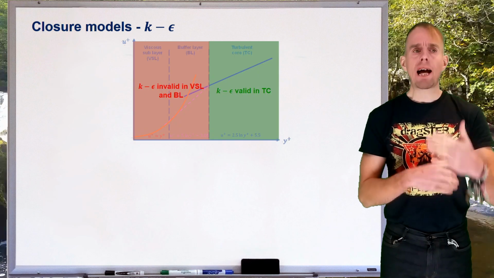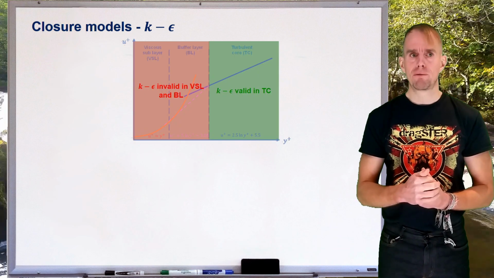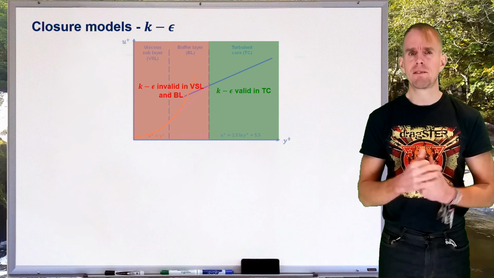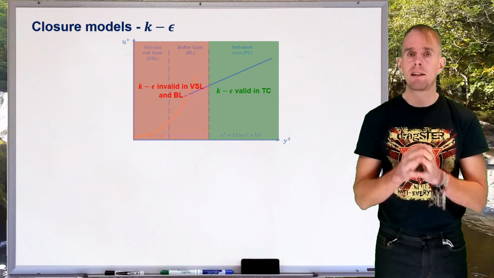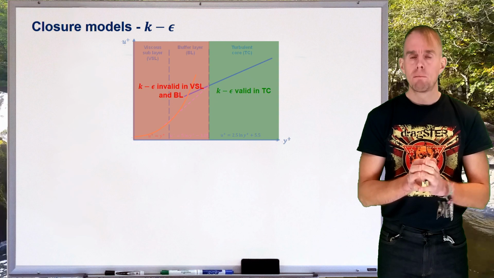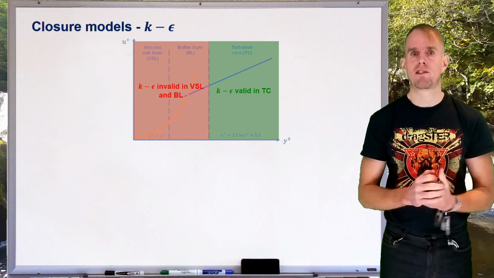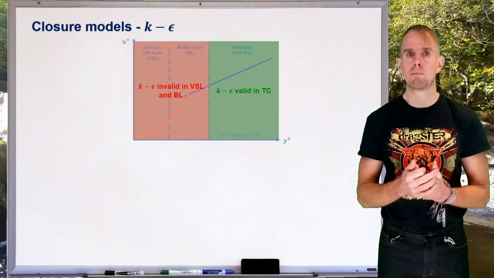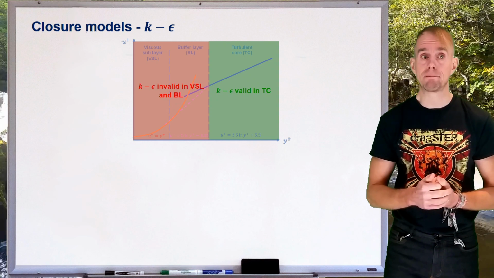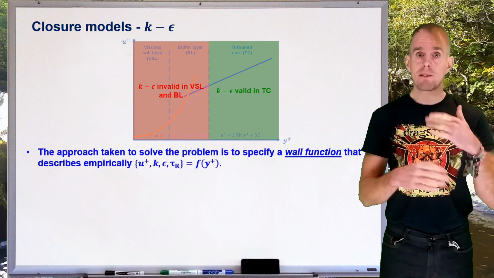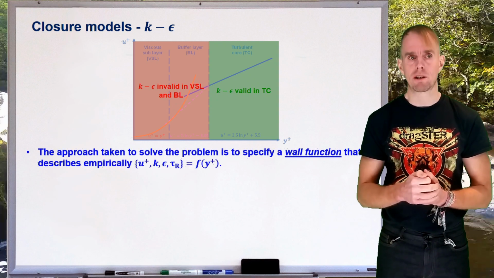So, depending on how we describe fluid flow near the wall, we'll find typically that k-epsilon is valid in the turbulent core of the flow, but we need another piece of modelled physics to figure out what's going on in the buffer layer and in the viscous sublayer. Now, these different pieces of physics are called wall functions.